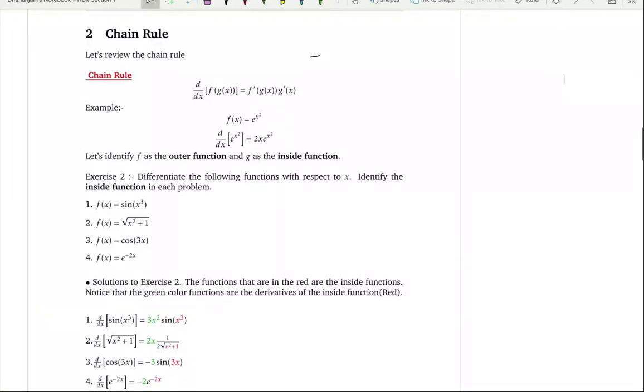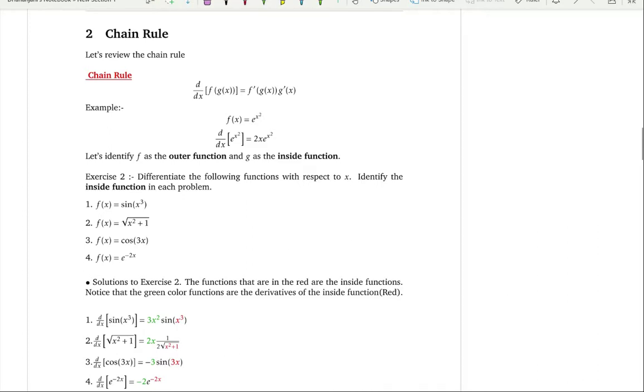Hello everyone. In this video we are going to review the chain rule. Now why is that? Trust me, it's worth the time. If we understand the chain rule perfectly, we can understand integration by substitution very easily. So let's review the chain rule.